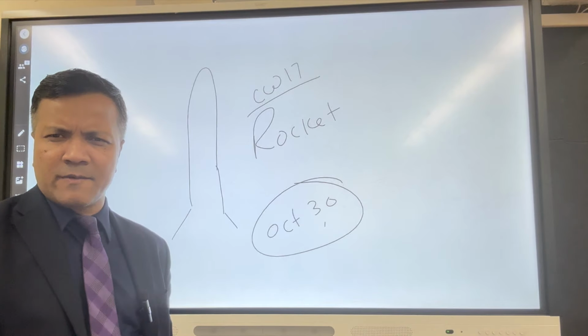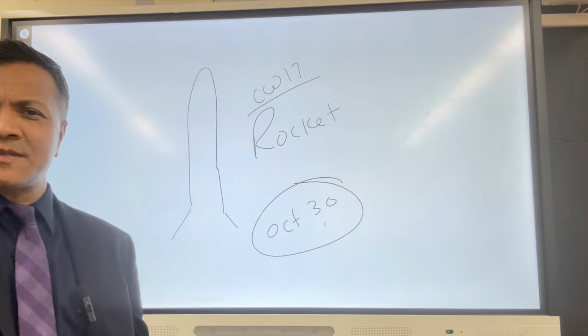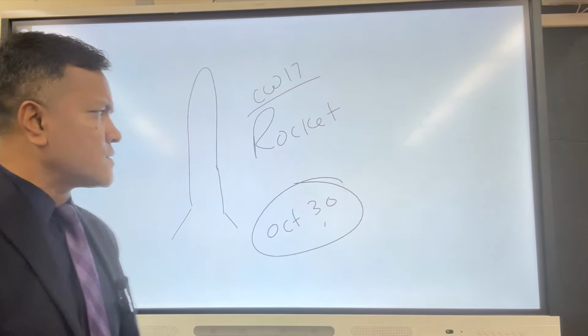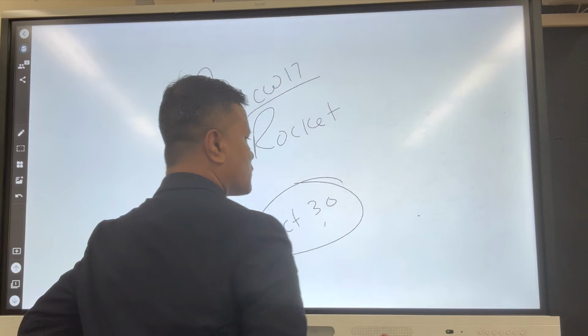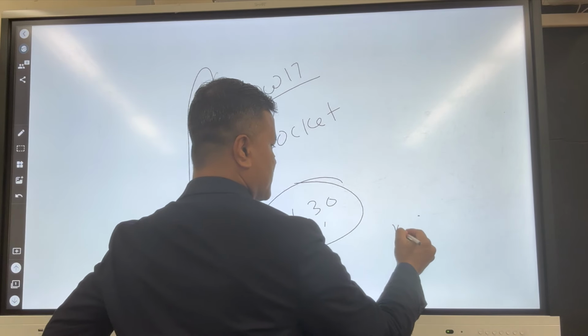Speed, velocity, acceleration, and other properties of kinematics to describe the motion of a rocket. So let's consider a rocket. Instead of drawing a rocket, we're going to draw a dot, and the dot will represent the rocket. The rocket is resting on the ground.